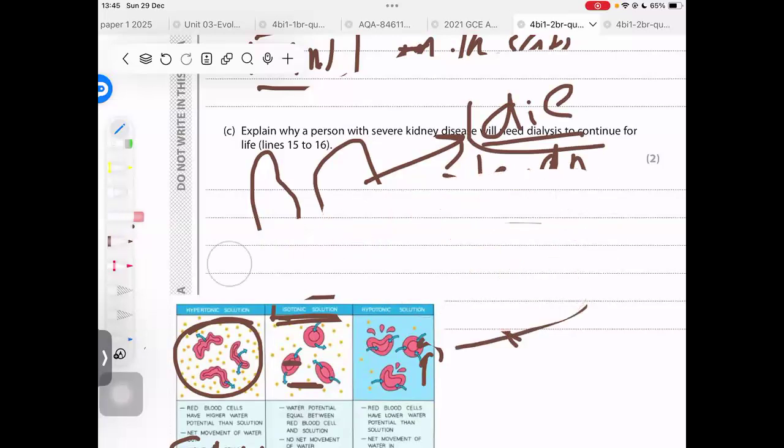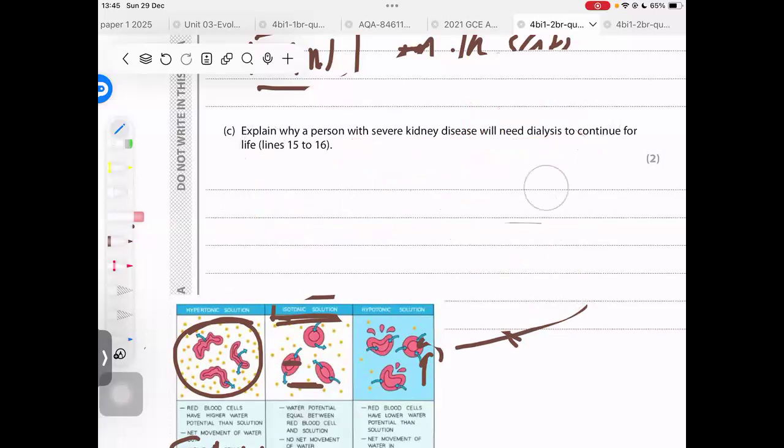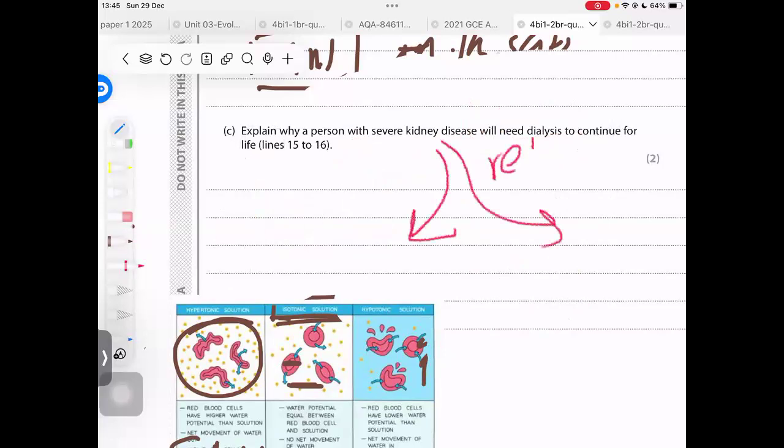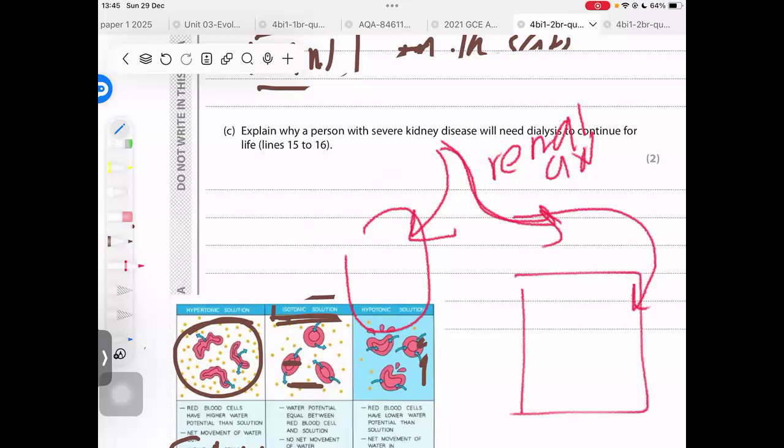So dialysis means your unfiltered blood is taken before it goes to your kidney. They are taking that blood from your renal artery, from an artery, before it goes into the kidney, and they are passing that blood through a dialysis machine.